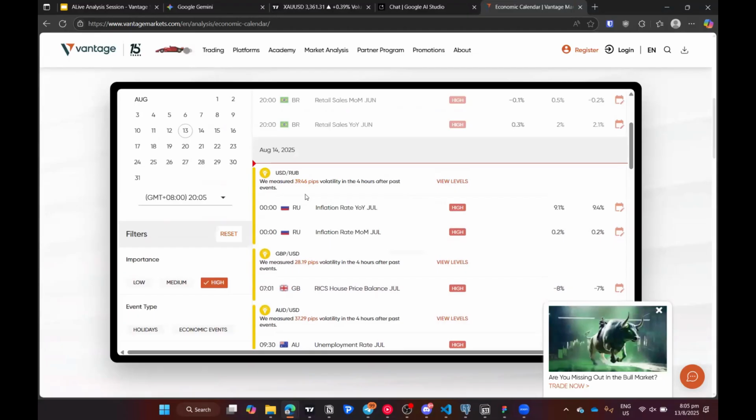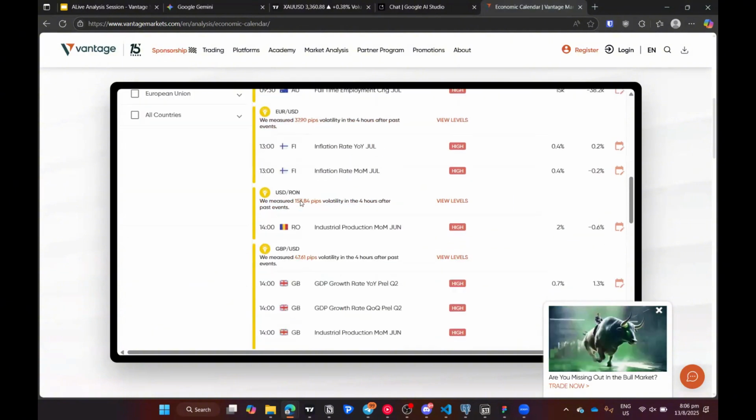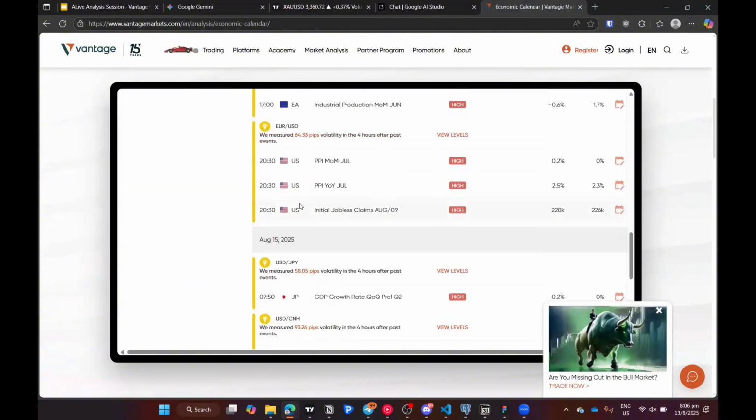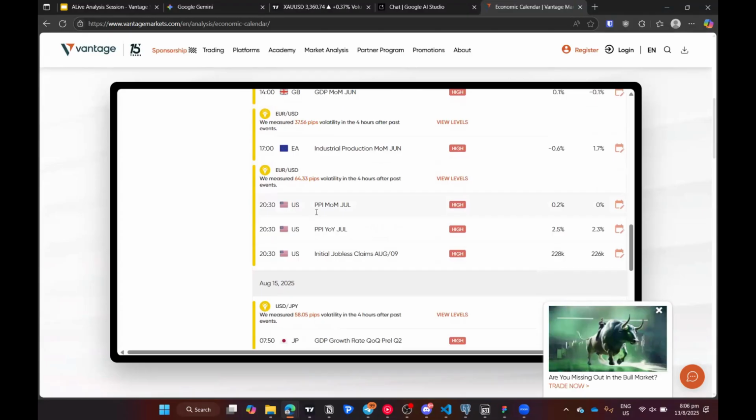And then today is August 14th, this will be based upon my local time. And if you scroll all the way down to the bottom, you'll see at 8:30, there is PPI, and then initial jobless claims.